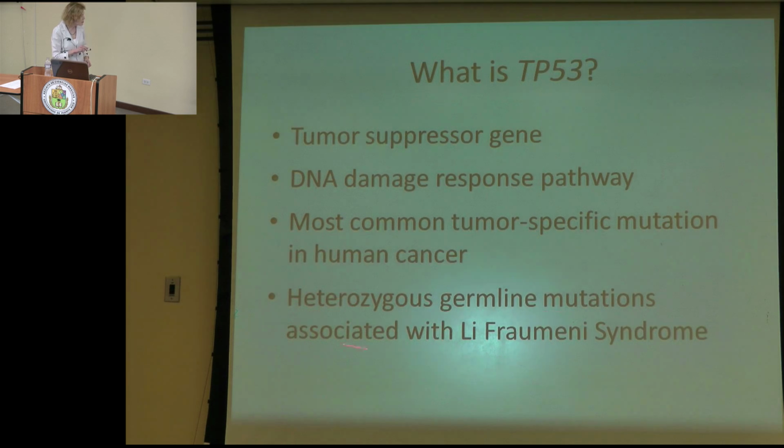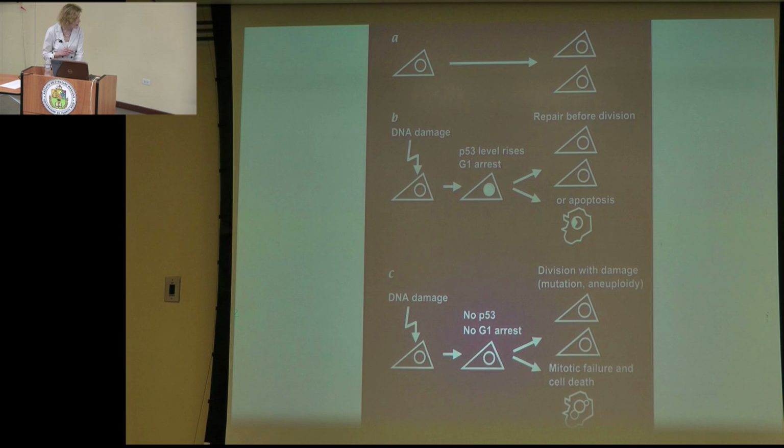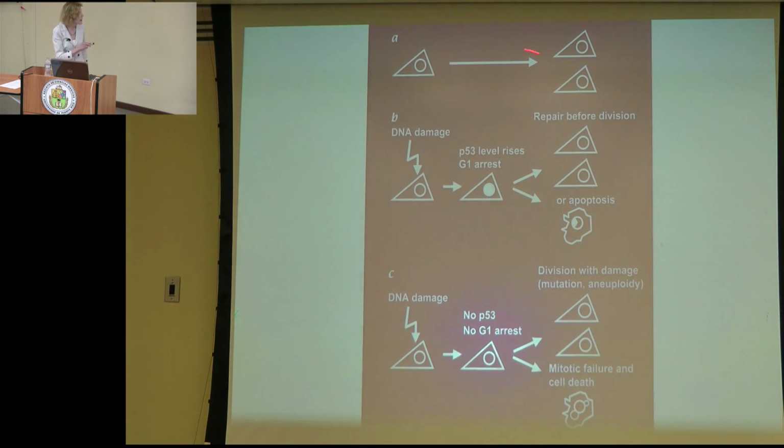And lastly, and importantly for this talk, is that heterozygous germline mutations, that means you inherit one mutation and you have one normal wild-type gene in the germline, are associated with a syndrome called Li-Fraumeni syndrome that we'll talk about today.